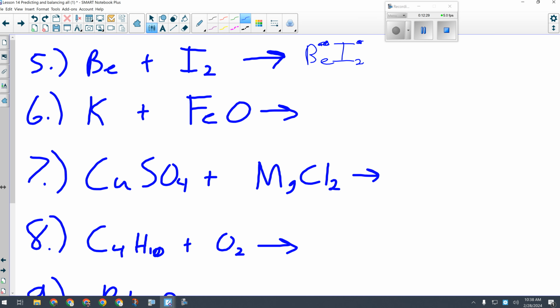All right, number 6. What kind of reaction is that? We got potassium reacting with iron 2 oxide. Single replacement. So the pattern for single replacement is that the element replaces the part of the ionic compound it's like. Since potassium is a metal, it's got to replace iron, which is the metal in the ionic compound. So we know then that iron ends up alone, and that potassium ends up with oxygen.